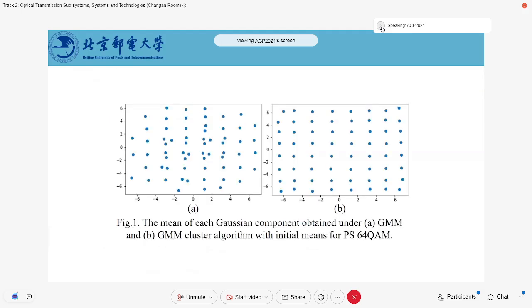The distribution of PS64-QAM signal is non-uniform. The probability of the outer points is far less than the inner points, as shown in Fig 1b. In Fig 1a, some outer points will be mistakenly clustered to other clusters under GMM clustering algorithm. In order to deal with this problem caused by the uneven distribution of PS64-QAM, we initialize the mean of each Gaussian component with the PS64-QAM standard constellation points. The mean of each Gaussian component obtained under GMM clustering algorithm with initial means is shown in Fig 1b.